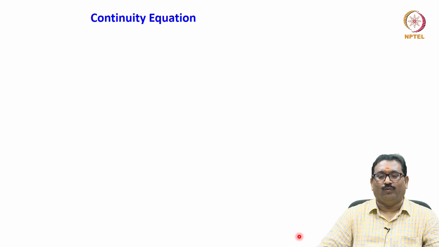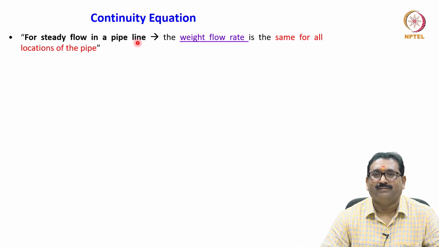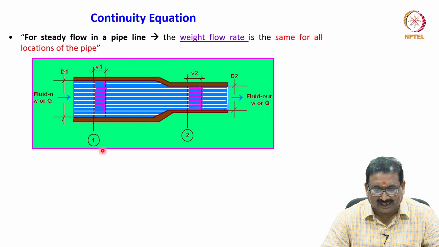Now friends, we will move on to one more principle generally used in oil hydraulics and pneumatics, popularly the continuity equation. What is this continuity equation? For steady flow in a pipeline, the weight flow rate is the same for all locations of the pipe. Here I have considered a pipe having different diameters. D1 is a bigger diameter, D2 is a smaller diameter, fluid is entering here and fluid is exiting here. You take any section here, friends, the weight flow rate remains constant.